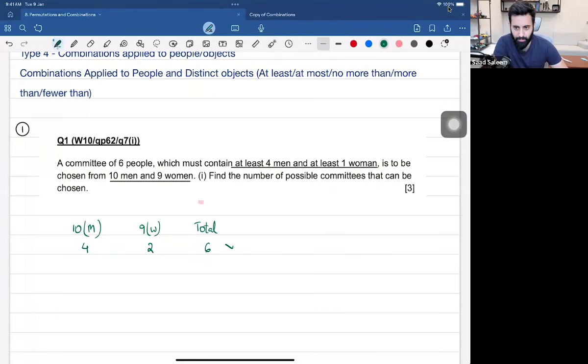What's another possibility? How many ways can I meet the condition? 5 men, 1 woman. That's correct. We can have 5 men and 1 woman, and once again, the total is 6. So this is another way. Now let's work them out. How do you select 4 men from 10? That's 10C4. How do you select 2 women from 9? That's 9C2. How do you select 5 men from 10? That's 10C5. How do you select 1 woman from 9? That's 9C1. Work this out, add them up, get your answer.